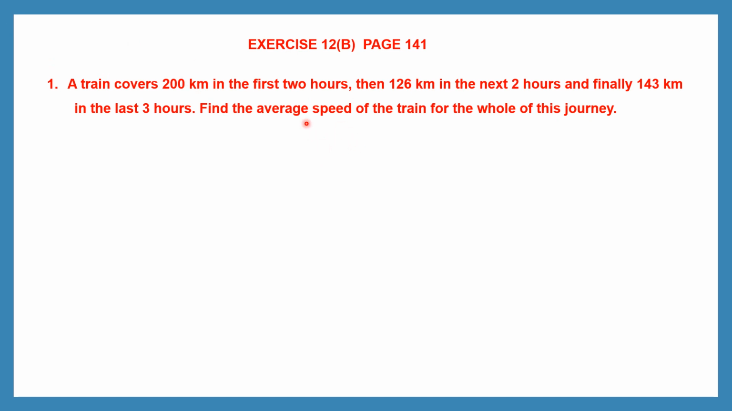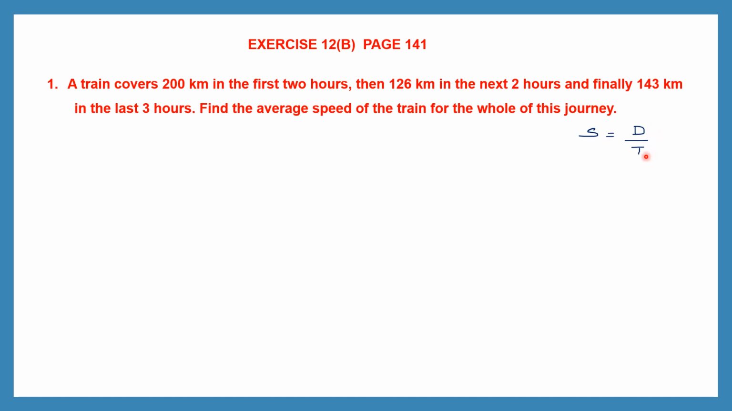Now, first of all, to find the speed of anything, the speed of the train in this case, we need to write the formula. Speed is equal to distance by time. This is what we have learned, isn't it? Now, do we have distance? Yes, here it says 200 kilometers, 126 kilometers and 143 kilometers. So distance we have. Time, do we have? Yes, 2 hours, again 2 hours and then 3 hours. So we have distance and time.